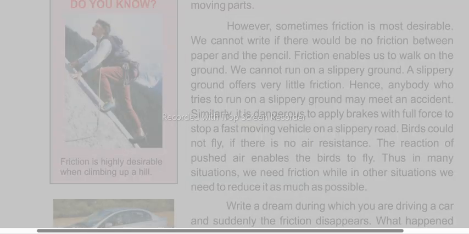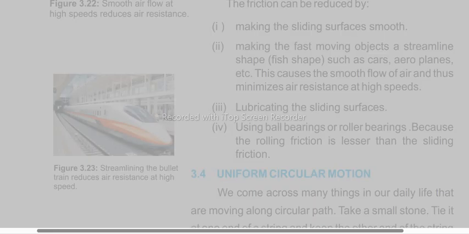Do you know? Friction is highly desirable when climbing up a hill. Figure 3.22, smooth airflow at high speeds reduces air resistance. Figure 3.23, streamlining the bullet train reduces air resistance at high speed.